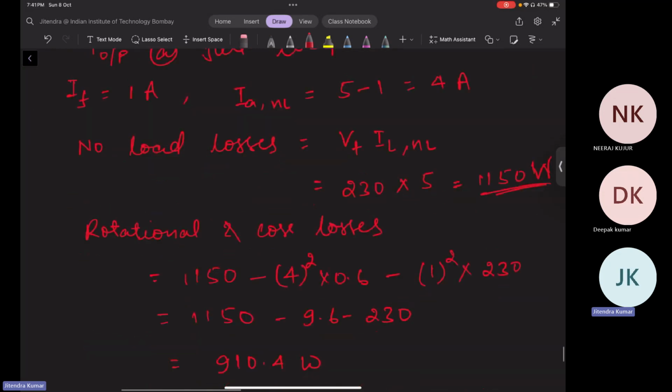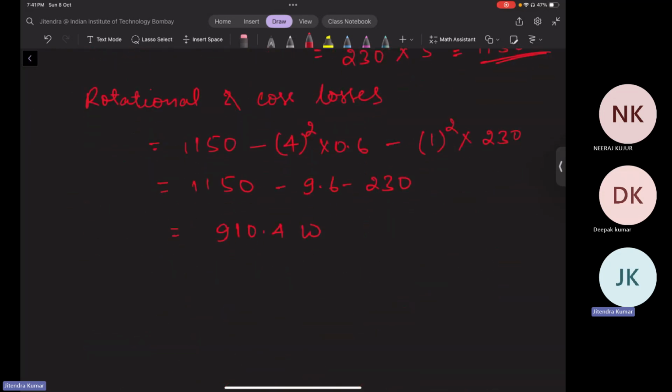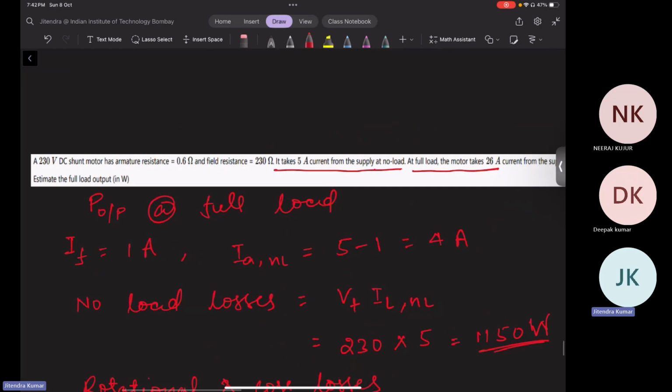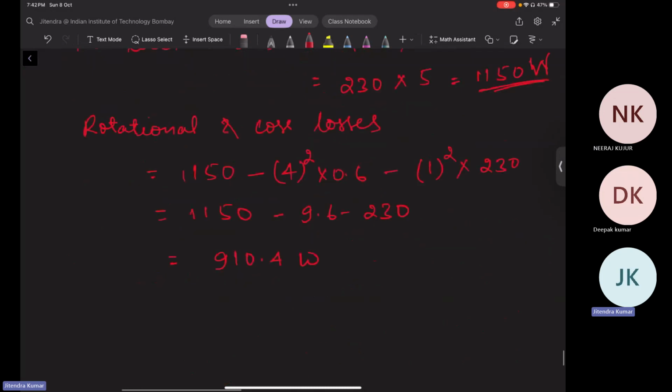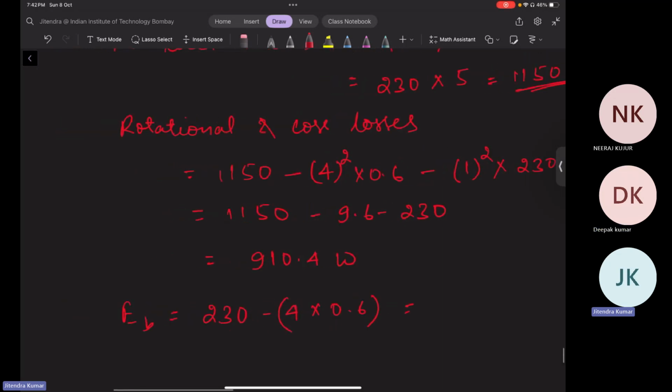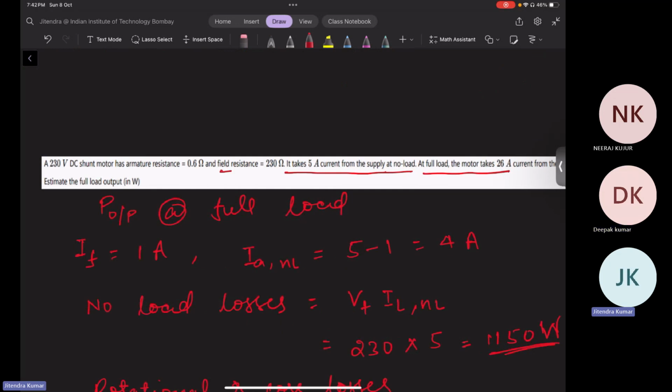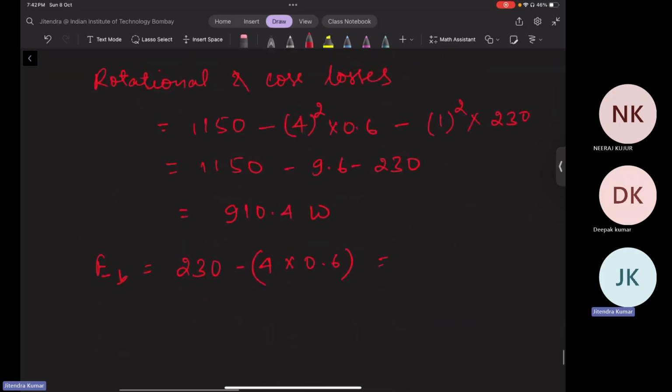Let us see it in another manner. What is the no load rotational loss? So at no load, EB will be how much? EB will be 230 minus 4 into 0.6. Sir, they did not give the field resistance. They have provided 230 ohm. Okay sir. So 230 minus 2.4 is 227.6.